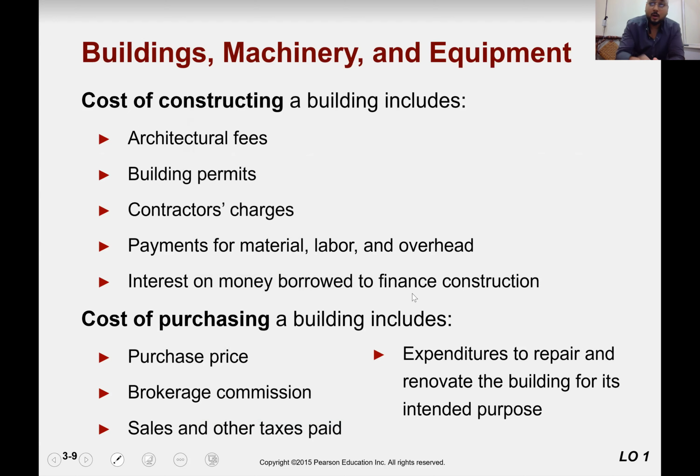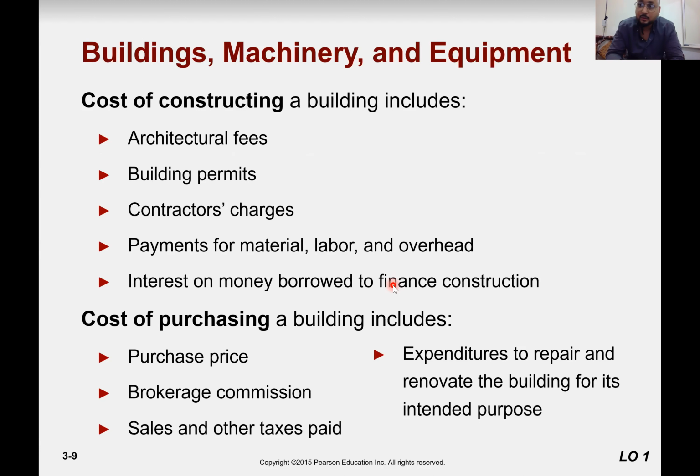So, cost of constructing the building and cost of purchasing the building. There are two different things. If you are constructing the building, there are engineering fees, map fees, architectural fees, building permits, contractor charges, raw material, overhead, labor charges, and also if you borrowed the money for the construction, the interest that you pay on the loan is also part of the building cost. So that is very important.